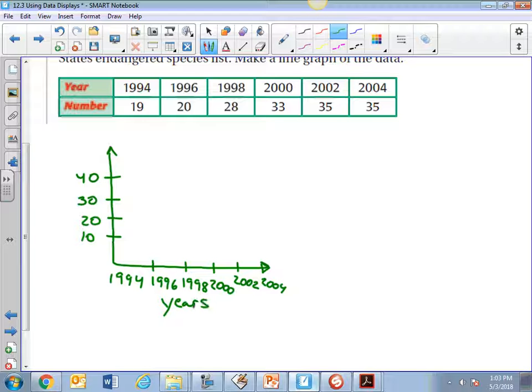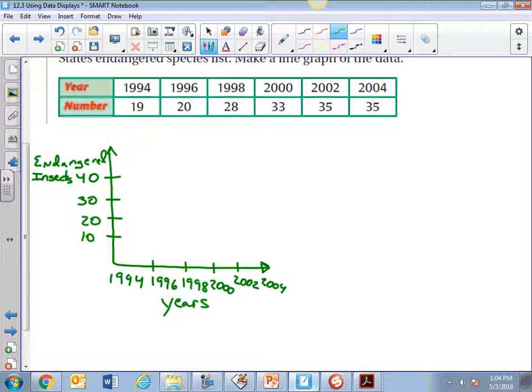Okay, so we're going to put years down here. And then I would put endangered. And if you can write it sideways, that's great. I have to write it vertically. So endangered insects. Okay, so endangered insects, all right?